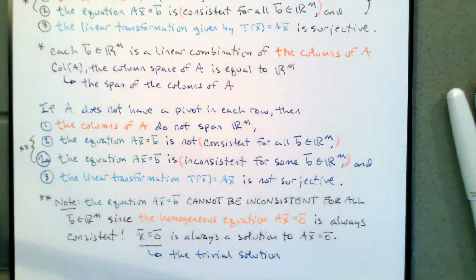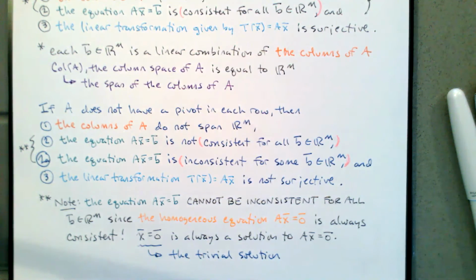So this is why when you tried to negate this statement on one of your quizzes and said the matrix equation is inconsistent for all B in Rm, I said that's not possible. What you were trying to say is that the equation Ax equals B is not consistent for all B in Rm, or the equation Ax equals B is inconsistent for some B in Rm. Don't forget, the homogeneous equation is always consistent. We always have at least the trivial solution.